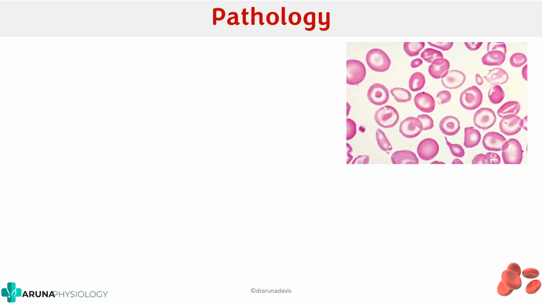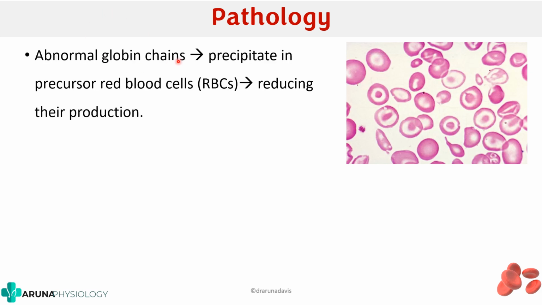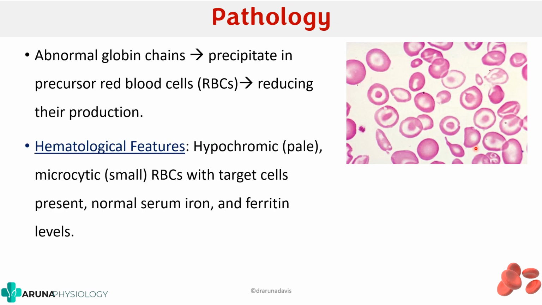Now we'll see further about why there is anemia in such conditions. So we know that here there are abnormal globin chains. There are no proper globin chains that are synthesized. Thus they will precipitate in the red blood cells, reducing their production. So in the hematology, you can see that the cells are all hypochromic, which is pale. It is microcytic, small RBCs with target cells. See, these are the target cells which contain that dot inside. And when we see this picture, because it is microcytic and all, we might think that it is iron deficiency anemia. But then when we check the serum iron and ferritin levels, all that will be normal.